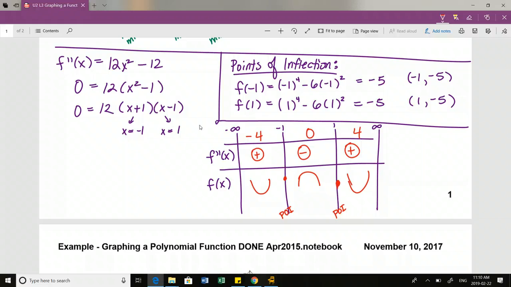We did that to get their y coordinates, but in this chart, I'm plugging all of these into the second derivative and recording positive, negative. Okay? That's why we have the second derivative here. That's what we're subbing into.